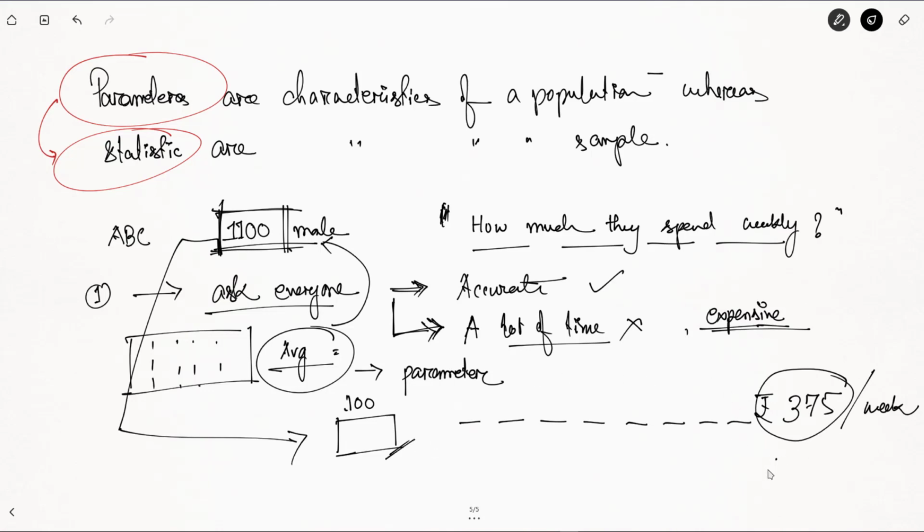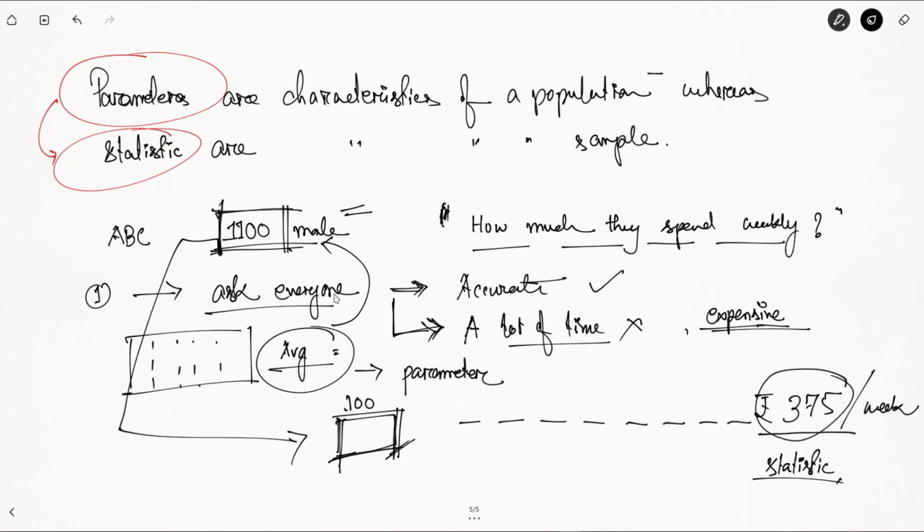Now this value is from this sample. So what will we call it? We will call it a statistic, right? We have collected 100 observations, and from those 100 observations we have calculated a statistic. Now theory suggests that if you have constructed the sample accurately, then this 375 rupees per week is close enough to the actual amount they spend weekly.